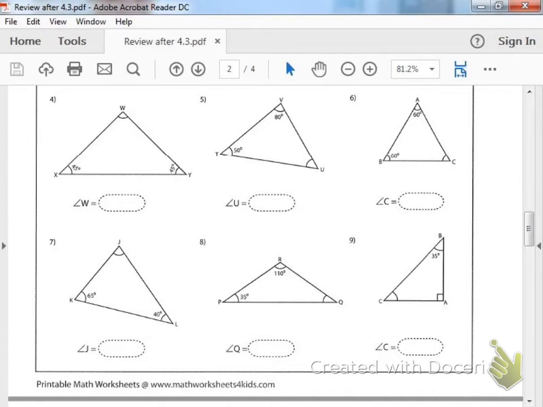Number 7. What shall I do? 180 minus 60 minus 40. You get 75. It's 70. It's 75. I think it's 75.